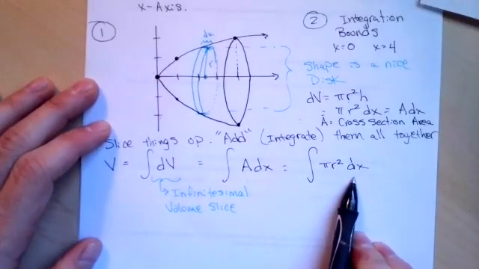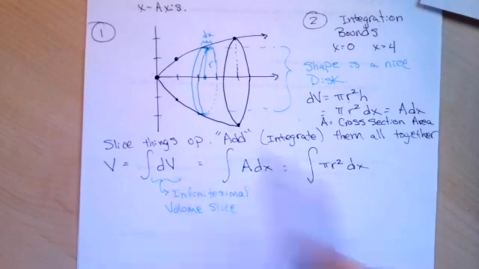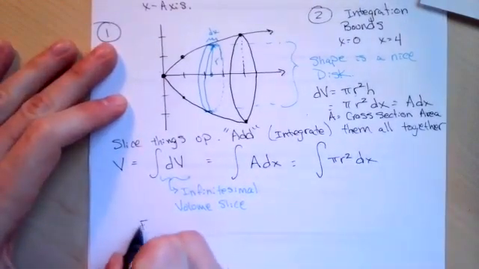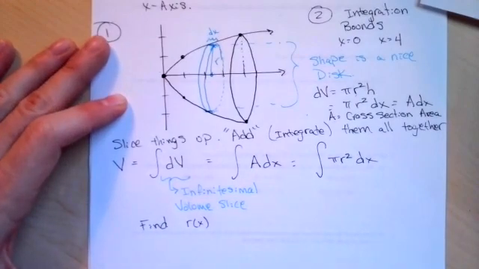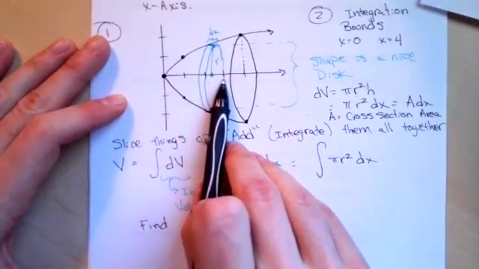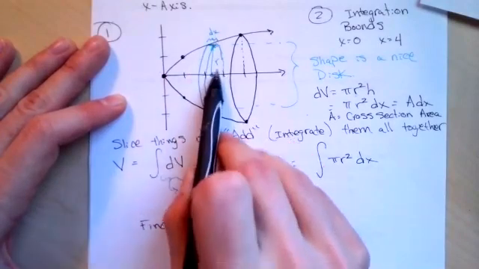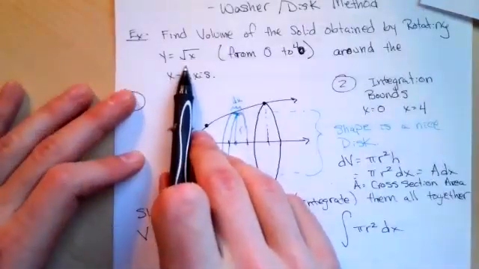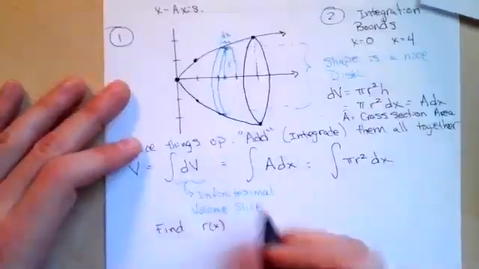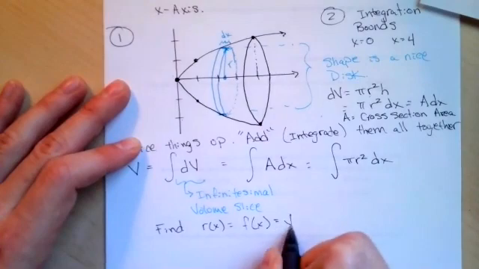Once we know our differential, just like in the last section, we know all of the variables have to match that. We have to have everything in terms of x. So we need r as a function of x. And we notice that for any given x value, since we're slicing up along the x-axis, we're walking along the x-axis, what is the radius we're hitting? We see that we're hitting the function that defines that curve. So r of x is just going to be our function, which is square root of x.